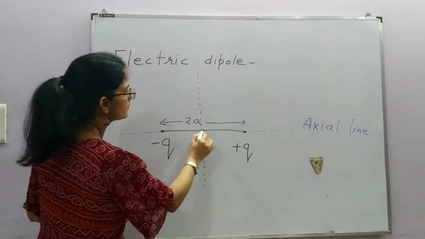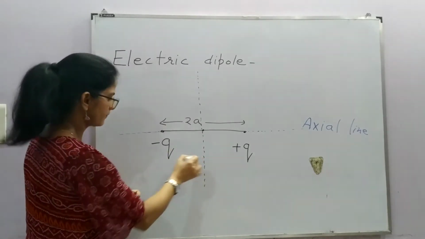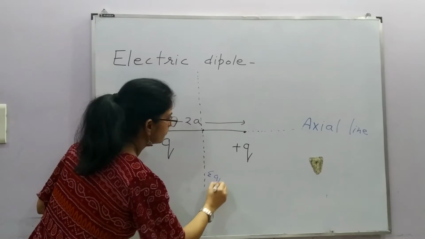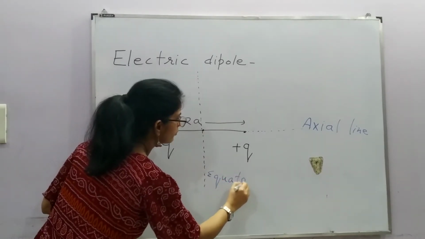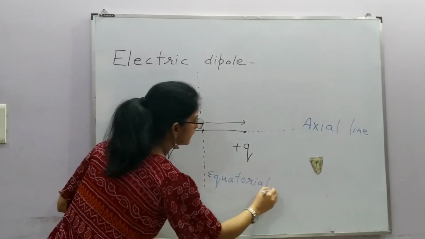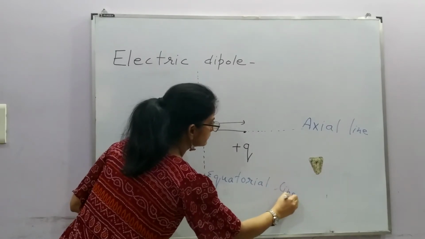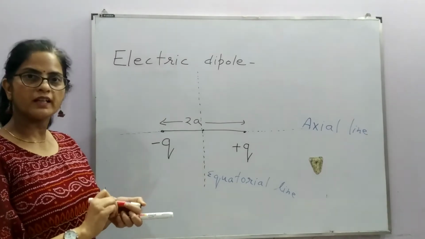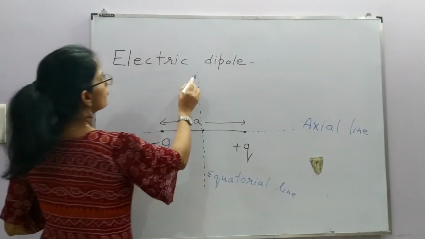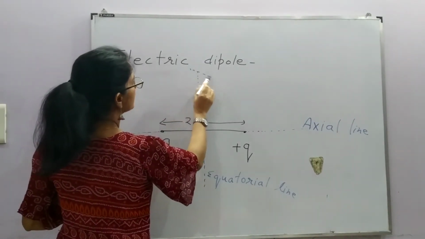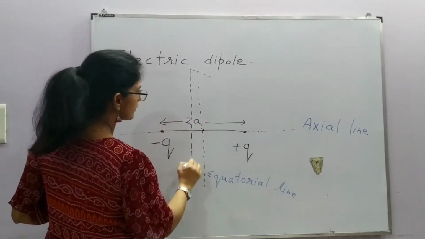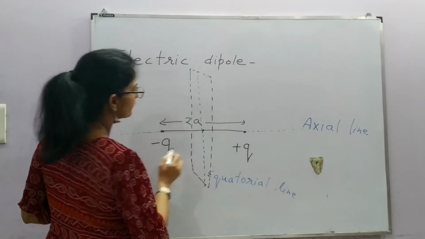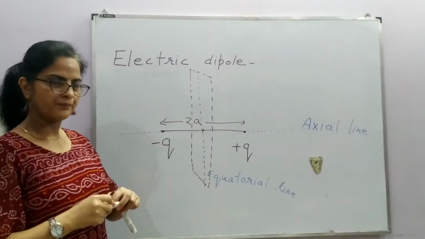this line is called the equatorial line. And the plane which passes through this equatorial line is called the equatorial plane. If we consider a plane passing through this equatorial line, then this plane is called the equatorial plane.